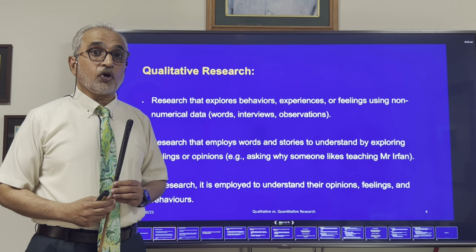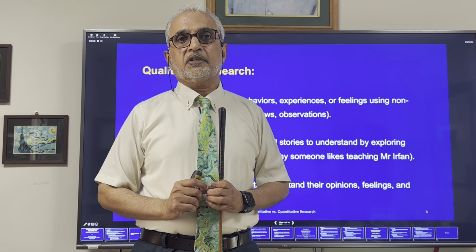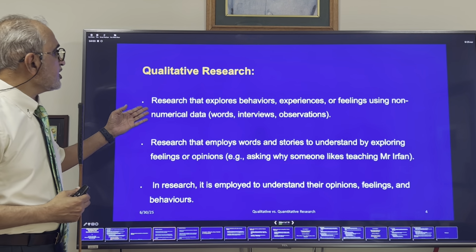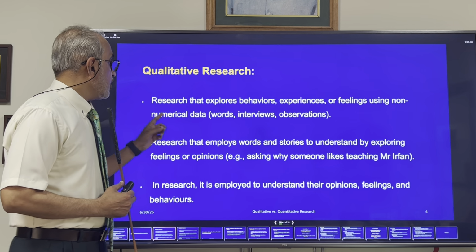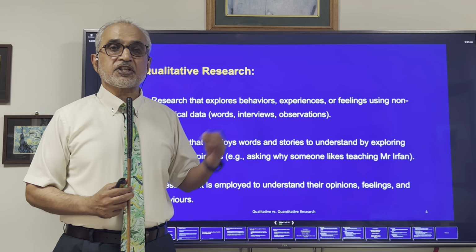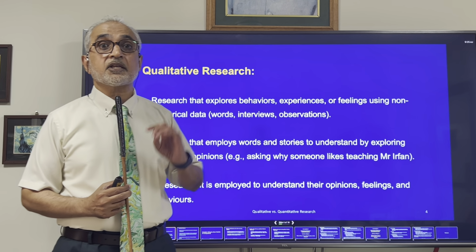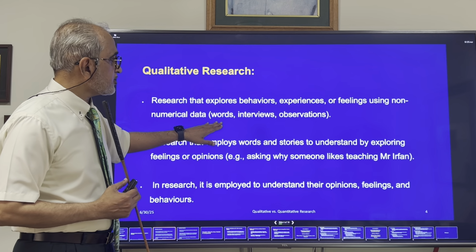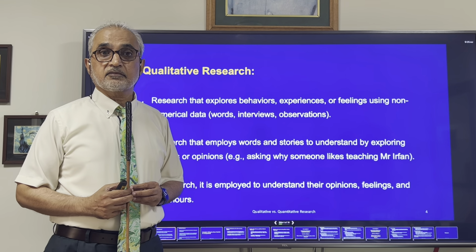Now, if we talk about qualitative research, we are talking about quality. We are not talking about numbers. It is research that explores behaviors, experiences, or feelings using non-numerical data. The important thing is that in this method, the data is non-numerical. Numerical means numbers. Therefore, the data would be in the form of words, sentences, interviews, and observations.